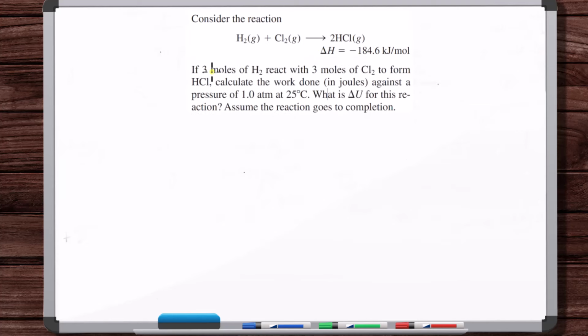Consider this reaction. If 3 moles of H2 react with 3 moles of Cl2 to form HCl, calculate the work done in joules against a pressure of 1 atmosphere at 25 degrees Celsius. What is delta U for this reaction? Assume the reaction goes to completion.